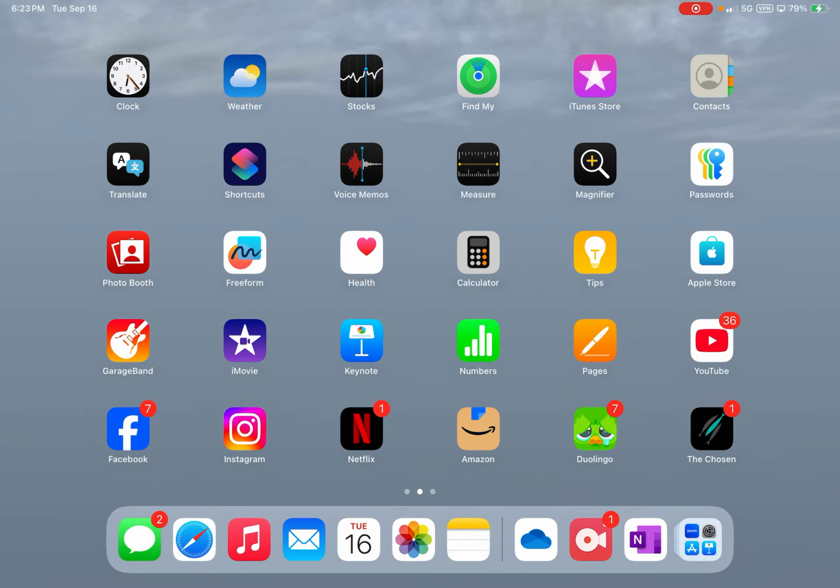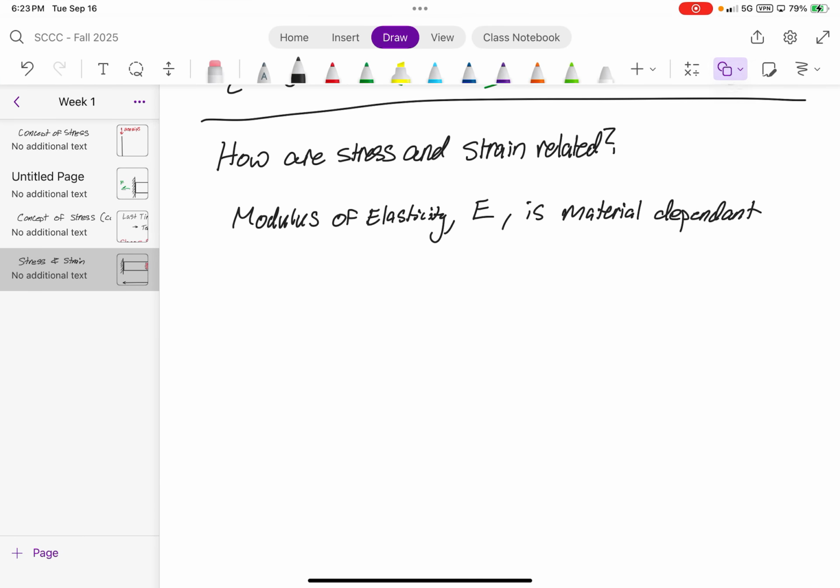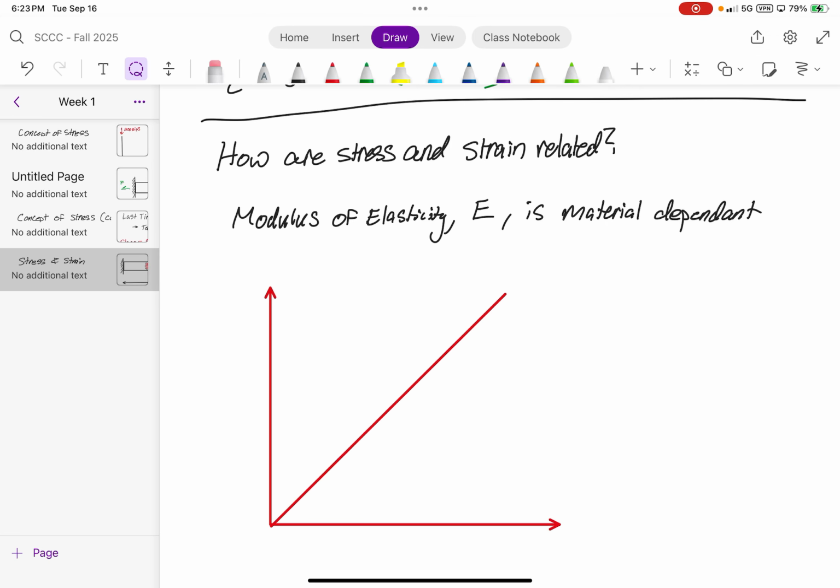So let me come back to here. So what we've got right now is this diagram. That's so small. And then we've got these data points here from the stress strain curve that just go up linearly, right? Stress was plotted as sigma on the y-axis, and strain was plotted on the x-axis.